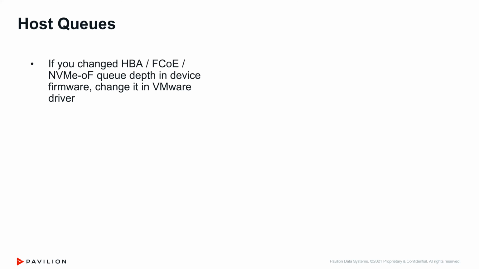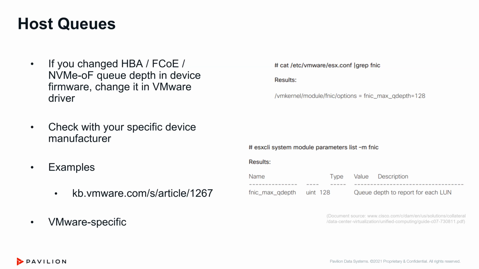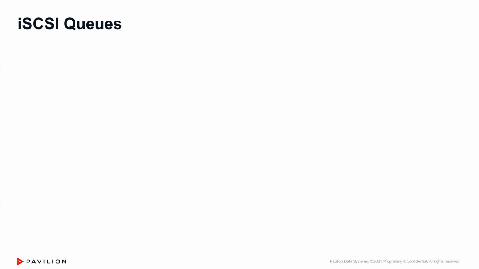Now, first of all, if you change any of the queue depths in any of the interconnects inside your physical machine, change this inside the VMware driver. Check with the device manufacturer. There are a lot of good examples. VMware's actually got a KB article out here. So, let's say it's the Cisco UCS driver, change it here. Emulex, QLogic, Mellanox, those sorts of things, they probably need to have that value reflected as well here. This one is VMware specific, unfortunately. Haven't found any info for Microsoft Hyper-V on this yet.